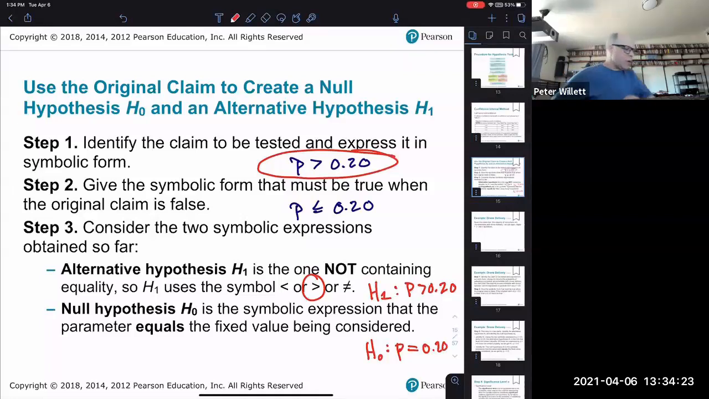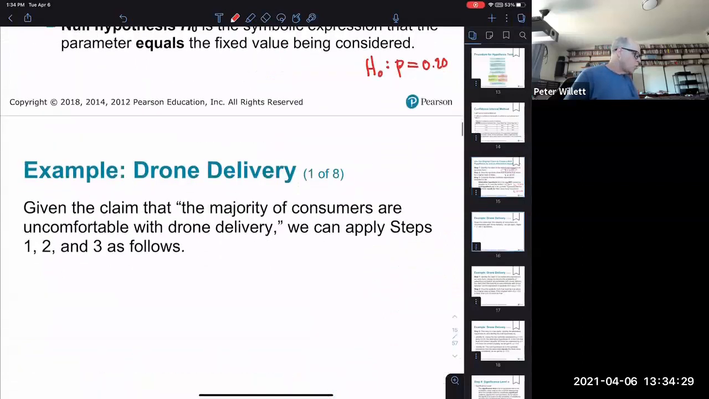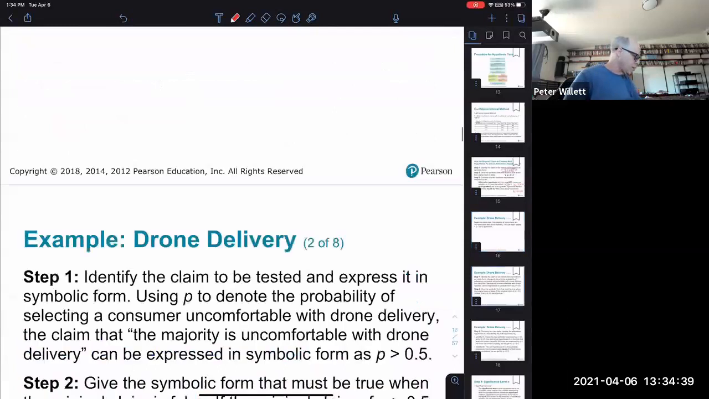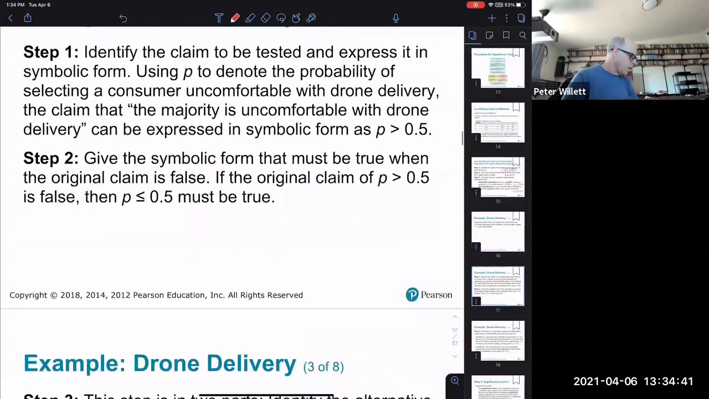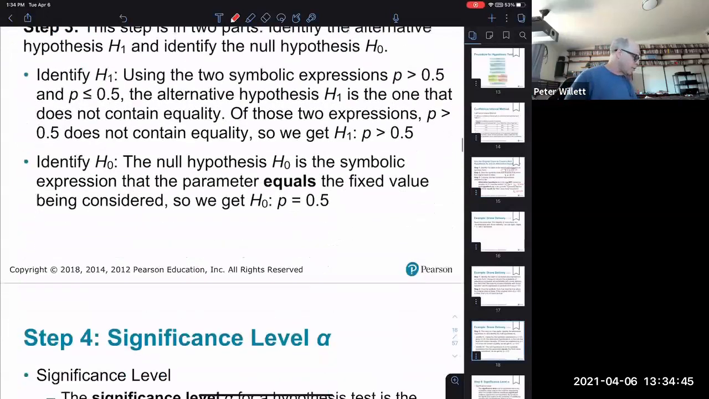So let's say we can see another example to implement this. And they do drone deliveries here in their example. So we're going to instead try to focus on the example we were just looking at and skip over the first couple slides where they do that three-step process. So by the end of their step three, they have a null and alternative hypothesis.